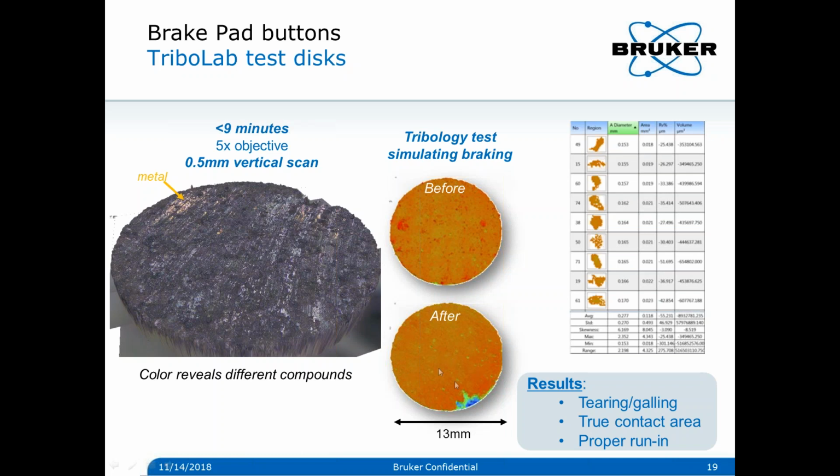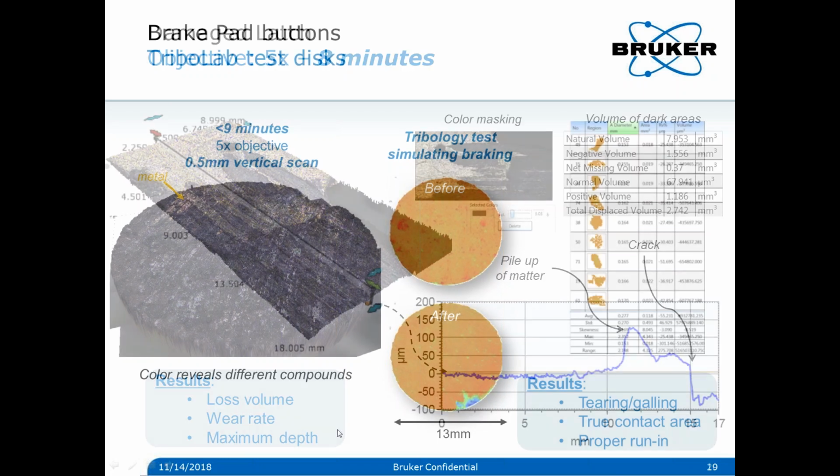But after the test, we can also in the same way quantify all the cavities, which are triggered by tearing and galling. So we can get average diameters, volumes, and maximum depth to really assess and quantify the wear and define whether it is appropriate or not.